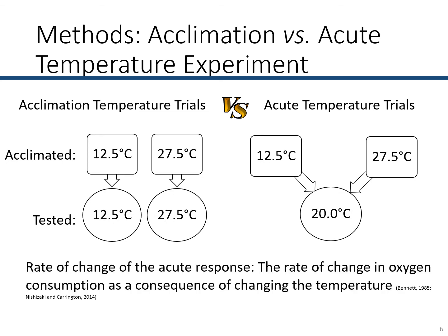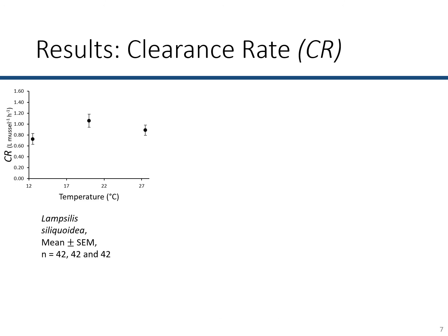And using those results, I was able to calculate the rate of change of the acute response, which is the rate of change in oxygen consumption as a consequence of changing the temperature. And all of this was done at 3 levels of TSS flux, which were 0, 150, and 500 milligrams per meter squared per second. So let's start with our clearance rates in our multi-stressor experiment.